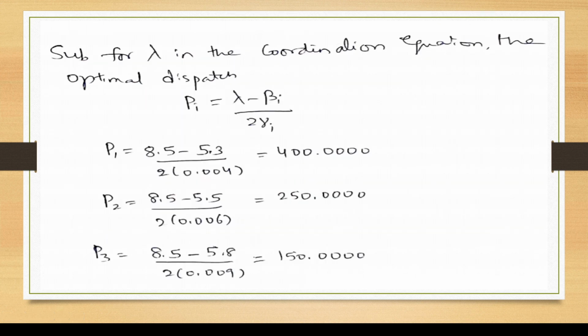Substituting this value of lambda in the coordination equation, we are going to get the values of P1, P2 and P3. The lambda value we got is 8.5. So in this equation, Pi is equal to lambda minus beta i by 2 gamma i. Substitute the value of lambda. This one will be beta 1 and this one will be gamma 1. Just now I told you how to find the betas and gammas from the equation. So substitute all the values. We get P1 as 400, P2 as 250 and P3 as 150 megawatts.